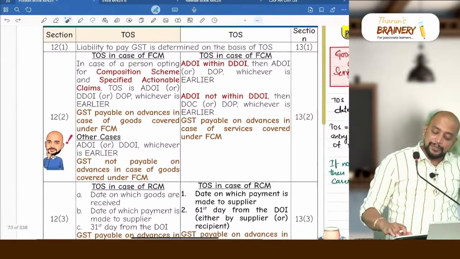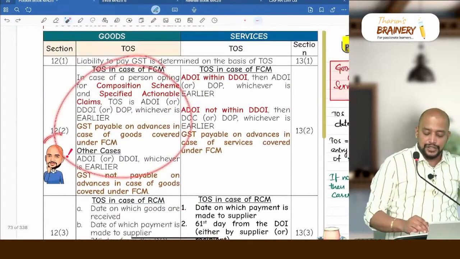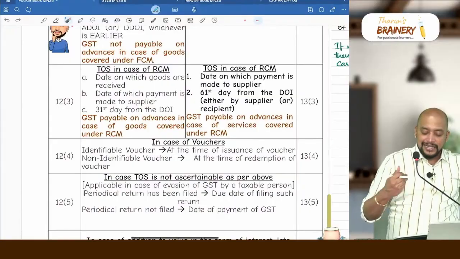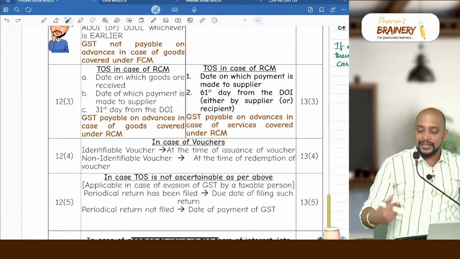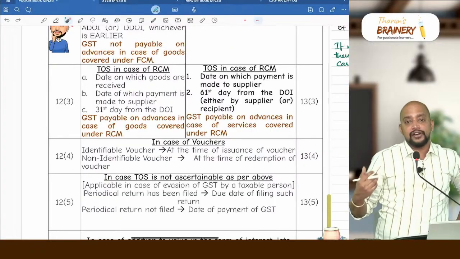Then time of supply in case of goods under RCM. First we saw goods under FCM, that is 12.2. Now 12.3, goods under RCM. We need to take 3 dates: the date on which goods are received by the recipient, the date on which payment is made to the supplier, or the 31st day from the date of invoice.